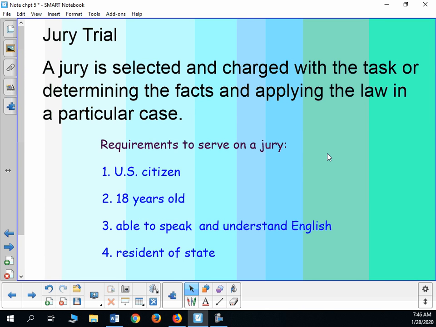Going on. So a jury trial, a jury is selected and charged with the task of determining the facts and applying the law in a particular case. They don't have to guess at the law. The judge provides them with the information needed toward deciding on what the law is in this case. Now, the requirements to serve on a jury: you have to be a U.S. citizen, you have to be at least 18 years old, able to speak and understand English. You do not have to write, but you do have to be able to speak and understand English, and you must be a resident of the state in which the trial is occurring.